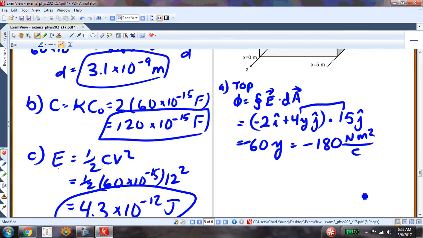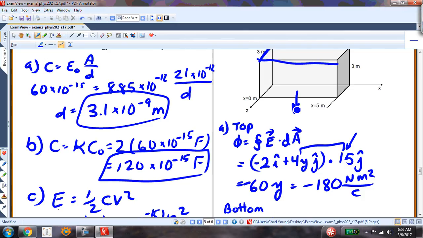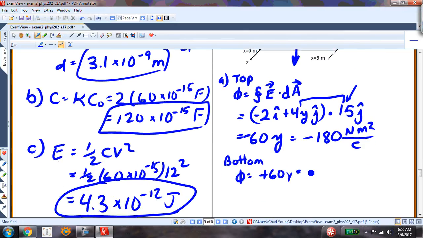Now let's do bottom. It's going to be identical, except it's going to be plus 60y. The reason is that my area here is now going to be in the negative direction because the area in the bottom points in this direction. But it doesn't really matter because y is equal to 0, so the bottom is equal to 0.